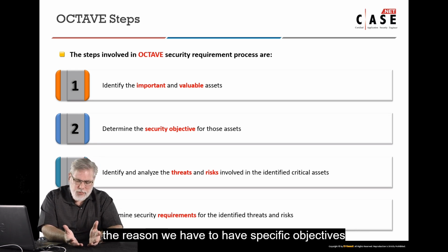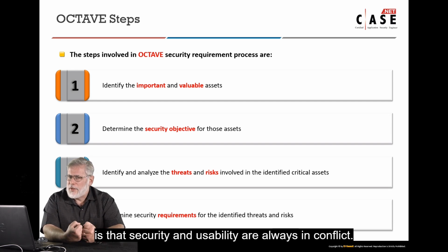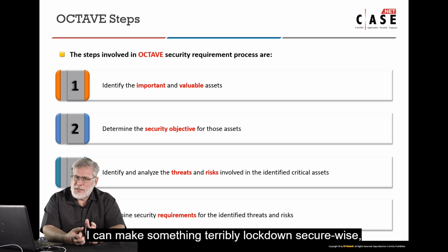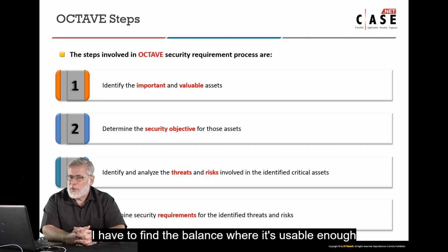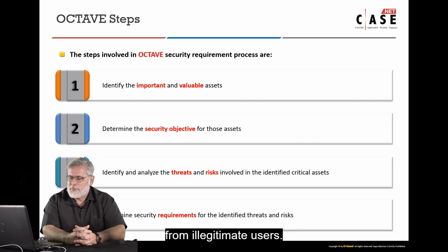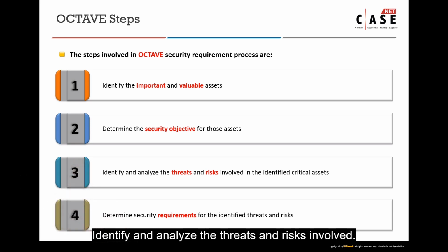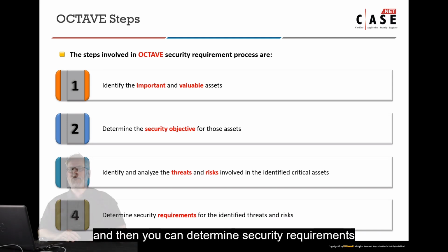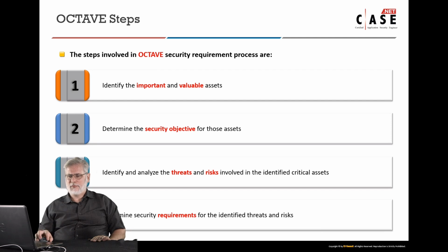Now the problem here, the reason we have to have specific objectives, is that security and usability are always in conflict. I can make something terribly locked down secure-wise, but then it won't be very usable. I have to find a balance where it's usable enough by legitimate users and secure enough from illegitimate users. Identify and analyze the threats and risks involved. What are the specific threats and risks to those specific assets? And then you can determine security requirements for those identified threats and risks.